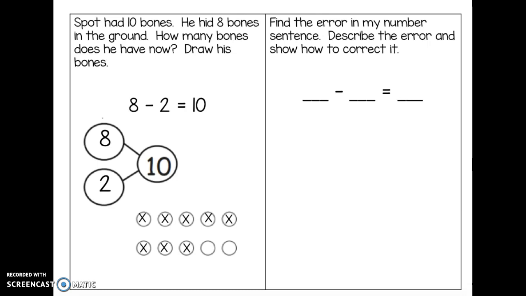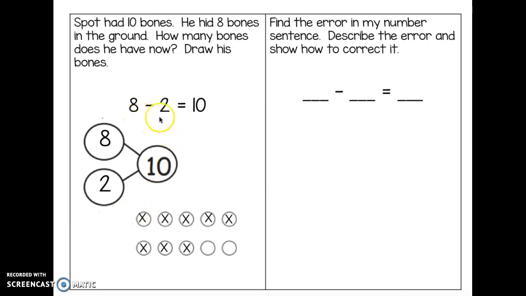Here we go. Spot had 10 bones. He hid 8 bones in the ground. How many bones does he have now? Draw his bones. Well, here's my math drawing. 10 bones. He hid 8 in the ground. How many bones does he have now?